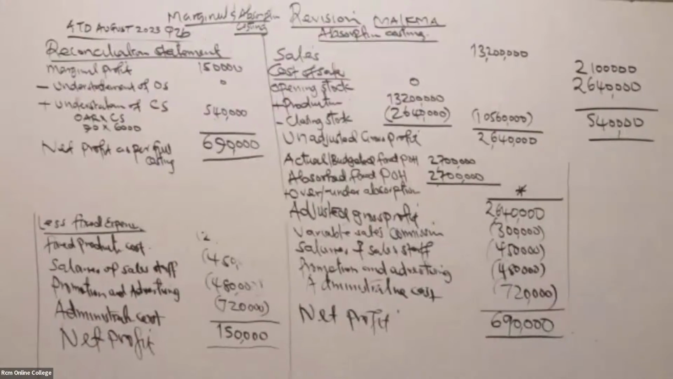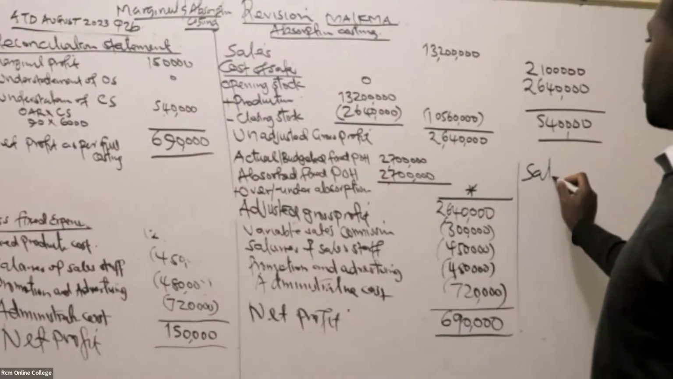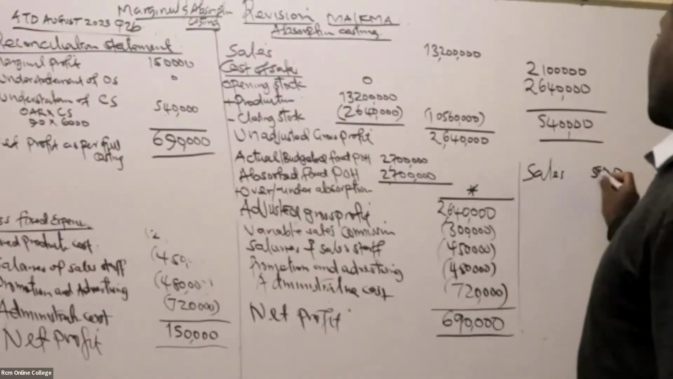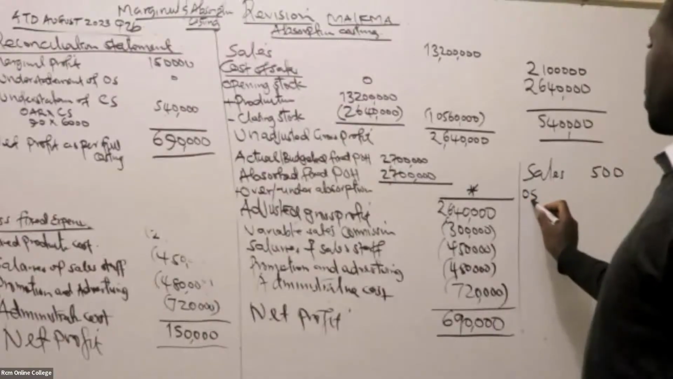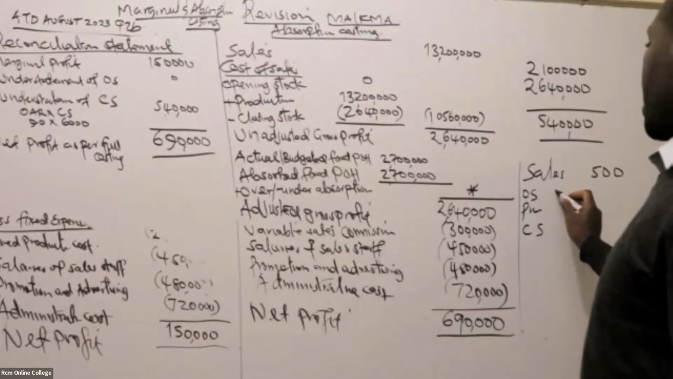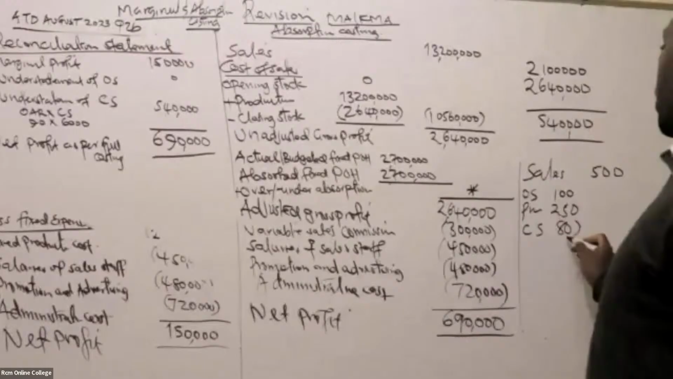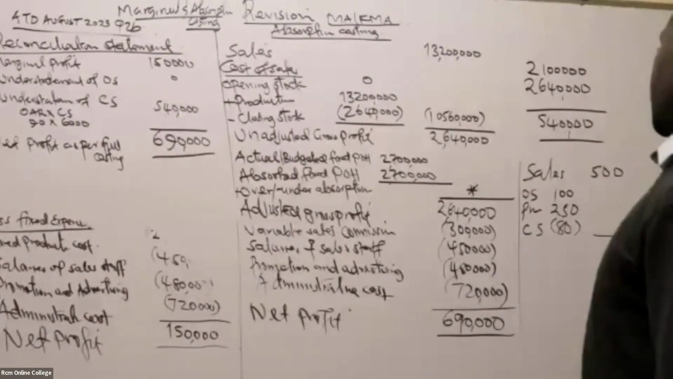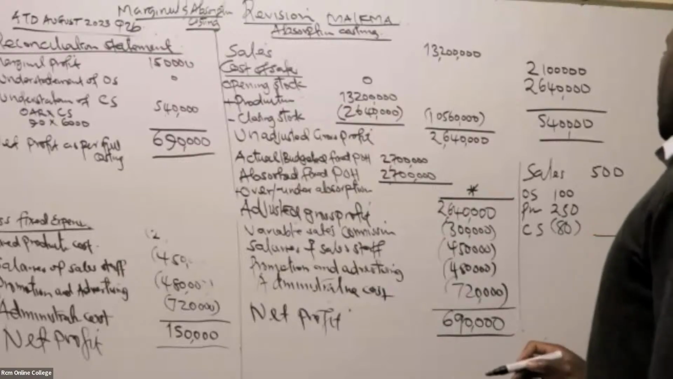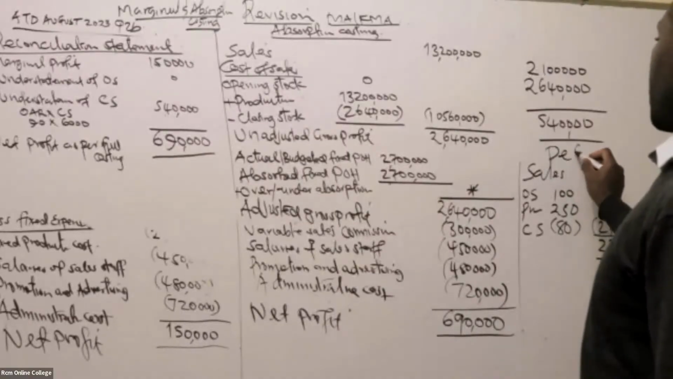If you want to do it on your own and understand what is happening, just do this. Have sales. Say your sales are 500. Then under cost of sales, we have opening stock, production, and closing stock. So opening stock, put 100. Production, put 250. Closing stock, put 80. Of course, we're deducting. Then it will give you cost of sales, right? So that is 350 minus 80, that will be 270. 270 from 500, that is 230.